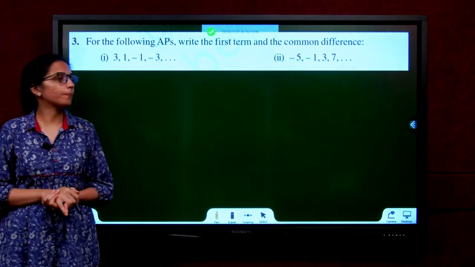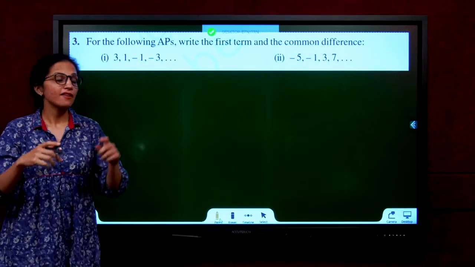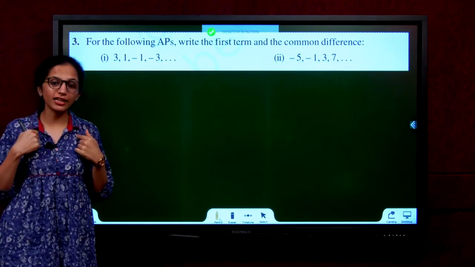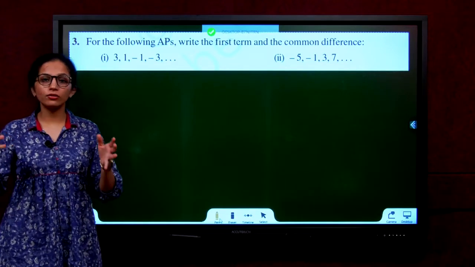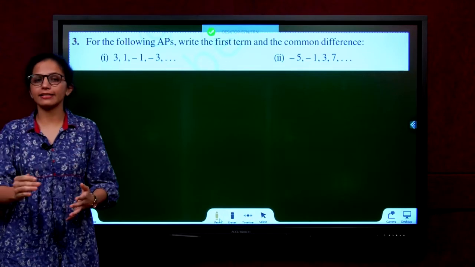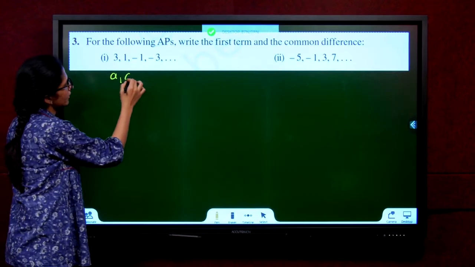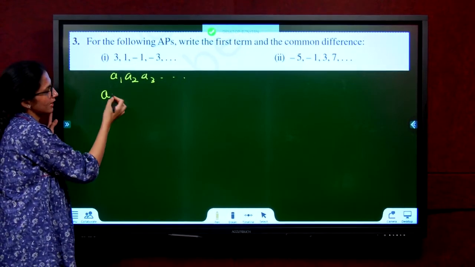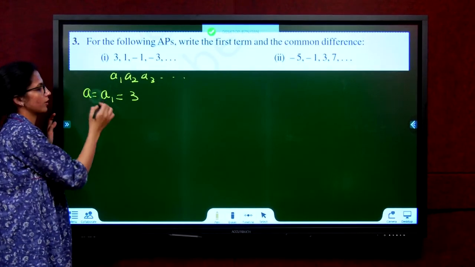For the following APs, write the first term and the common difference. Carefully understand. For the following APs, they are only telling you it is an AP. So should we check whether it is an AP? Should we find common difference? A3 minus A2, A2 minus A1, A4 minus A3 and verify? No, because it is given it is an AP. So directly, very simple. A1, A2, A3 and so on. So first term is A1, that is nothing but 3, or A1, all are same, okay?